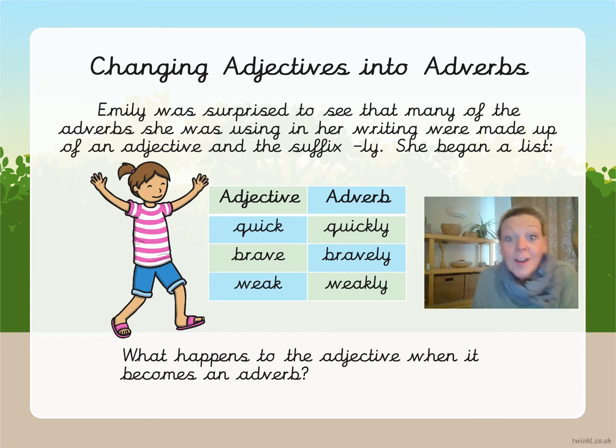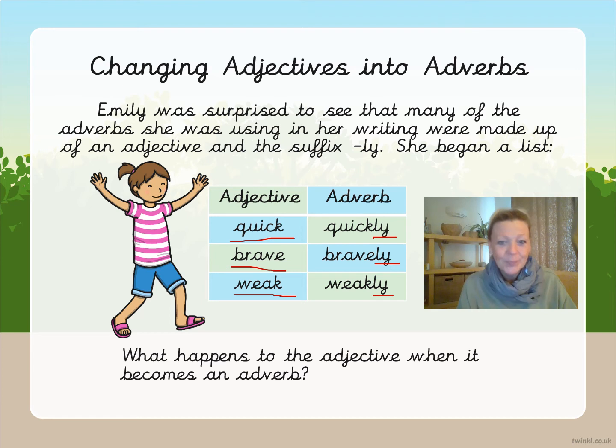Well, Emily was surprised to see that so many adverbs that she was using in her writing were actually made up of an adjective, and you simply add ly. She made a little list. Maybe you could make a little list too. So, quick became quickly. Brave became bravely, and week became weekly. So what happens to the adjective when it becomes an adverb? You simply add ly to that root word and it becomes an adverb.